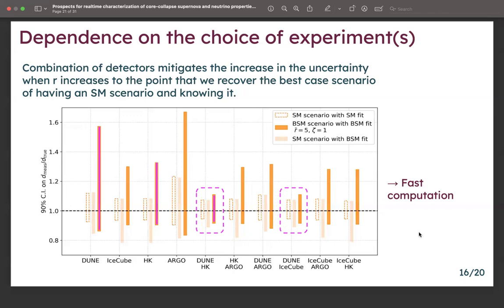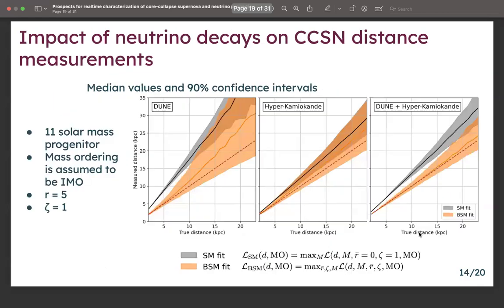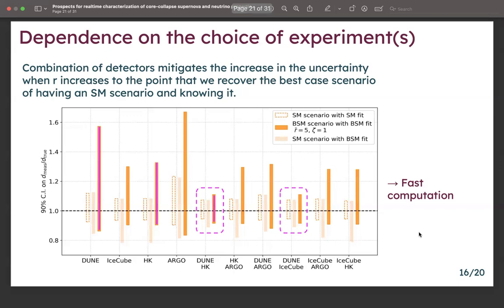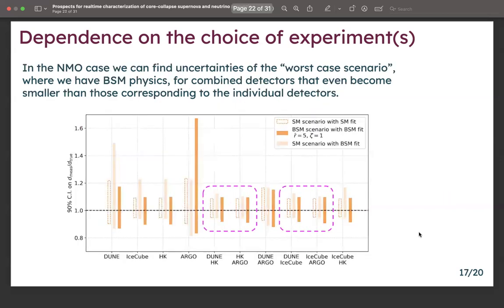So, well, this is an interesting result by itself. And all these things likely can also be computed quite fast. So this was assuming IMO. I'm using inverted mass ordering in all these plots, but this here is for the normal mass ordering case, where we see something very interesting as well.